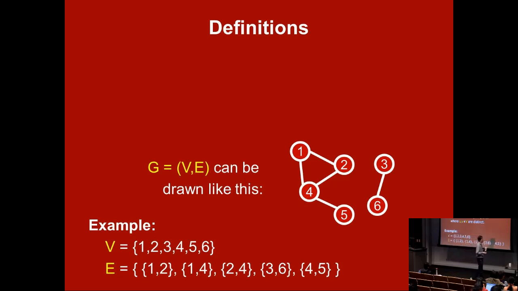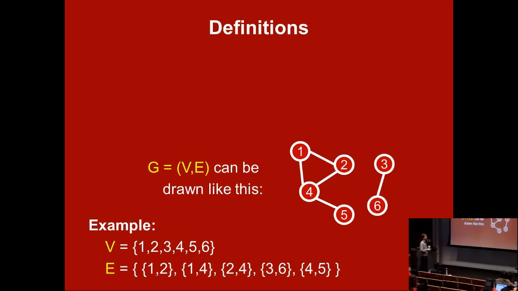So here's an example. The vertex set V is 1, 2, 3, 4, 5, 6. And this graph has 5 elements in its edge set. It has 5 edges. 1 and 2 are connected, 1 and 4 are connected, and so forth. Now that looks a little bit mathematical, so indeed, we usually like to draw these things. The picture of this graph would be here. You have one circle for each node, and the lines are the edges.